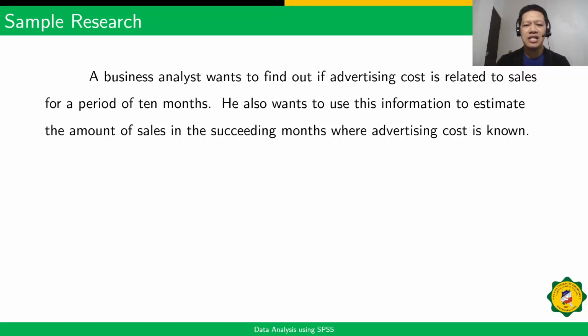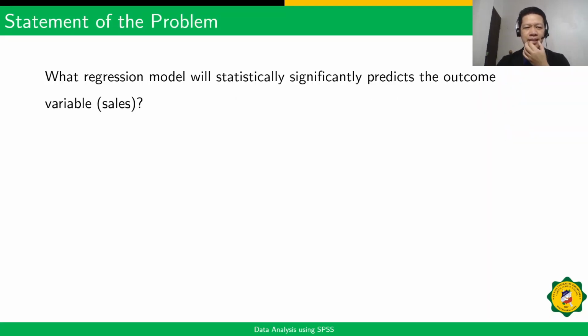A business analyst wants to find out if advertising cost is related to sales for a period of 10 months. He also wants to use this information to estimate the amount of sales in the succeeding months where advertising cost is known. For our statement of the problem, what regression model will statistically significantly predict the outcome variable? In our case, it's sales.